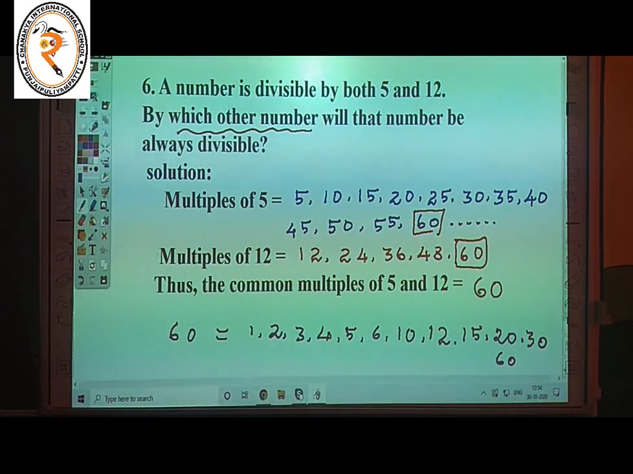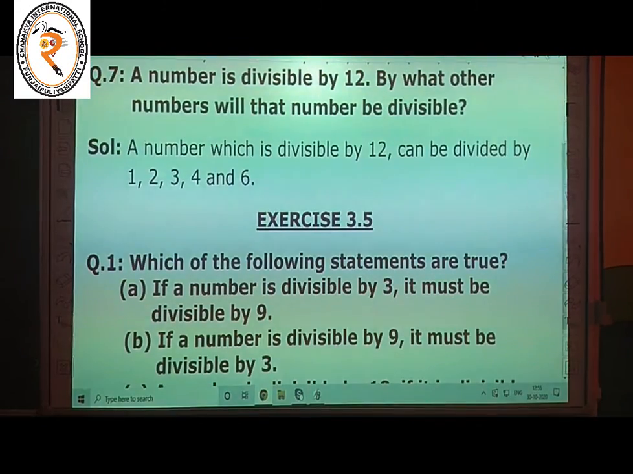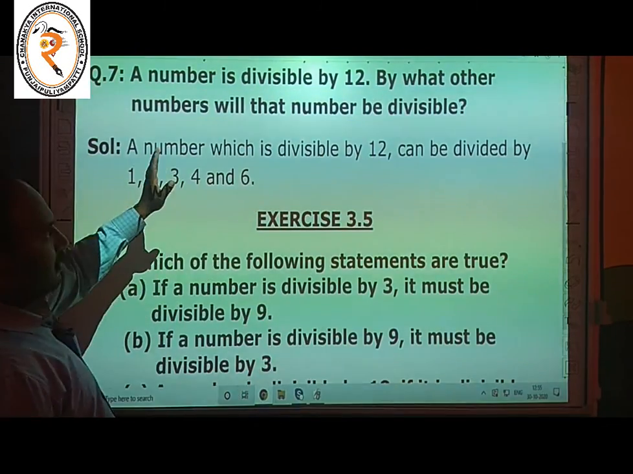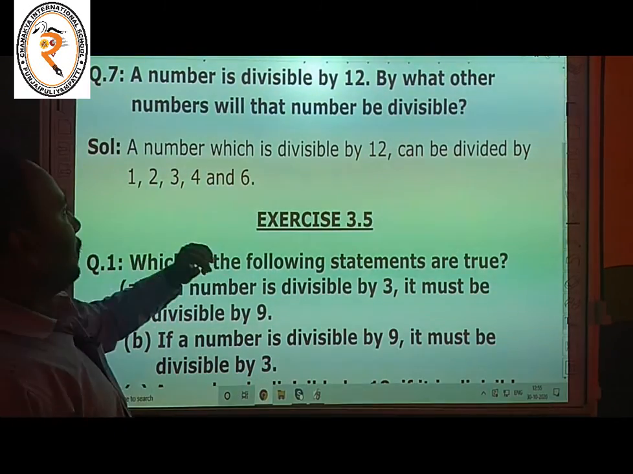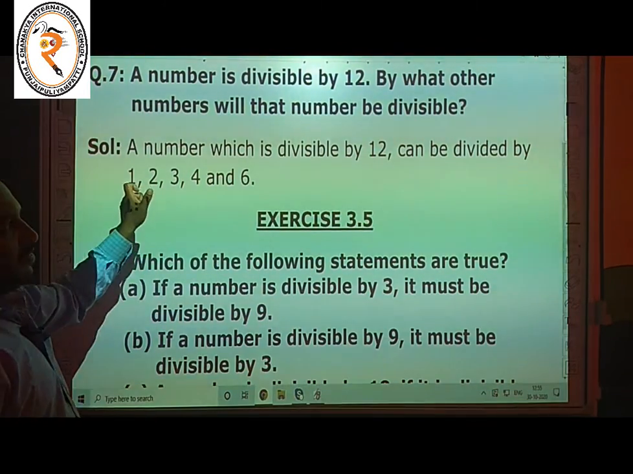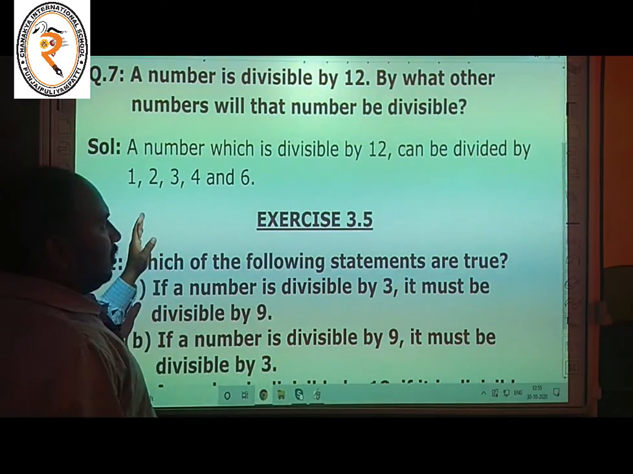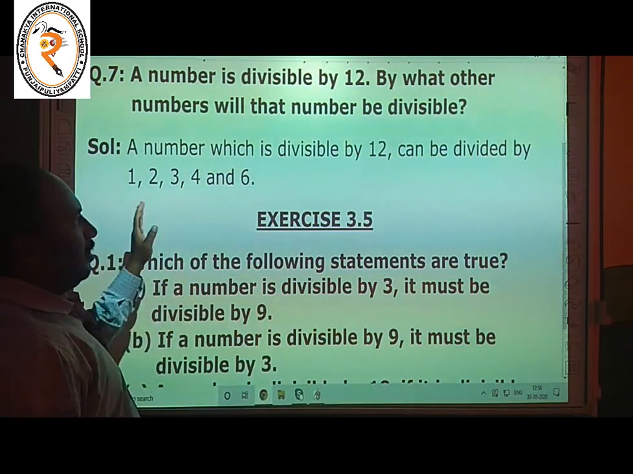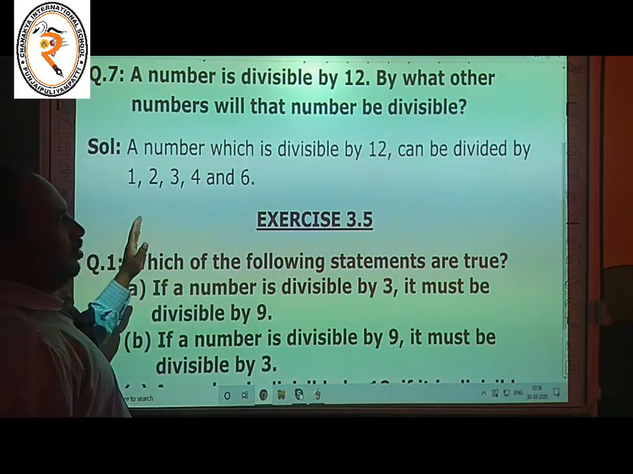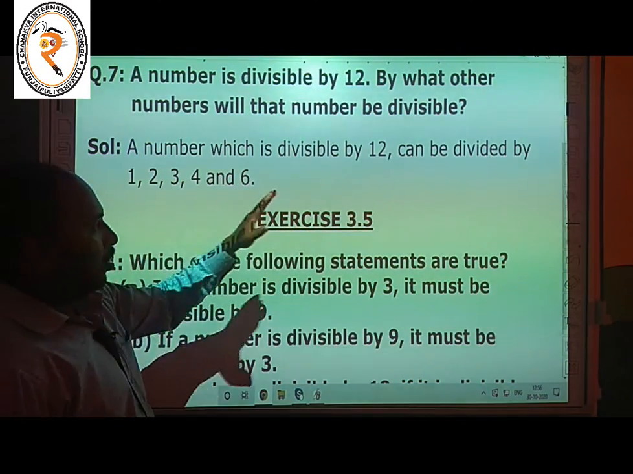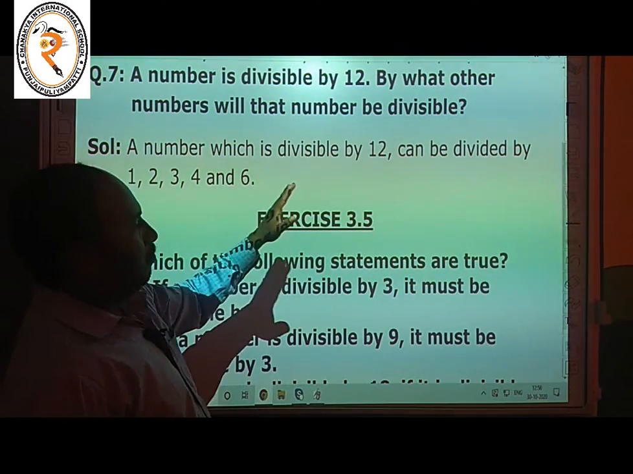The next one, question number 7. A number is divisible by 12. By what other numbers will that number be divisible? Solution. A number which is divisible by 12 can be divided by 12 divided by 1, 12 divided by 2, 12 divided by 3, 12 divided by 4, and 12 divided by 6.